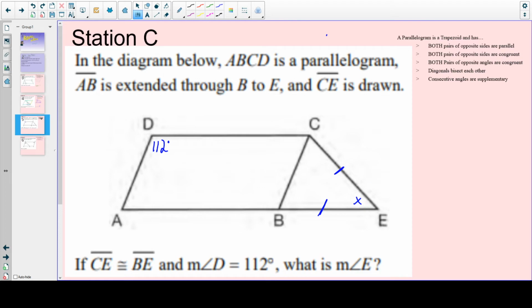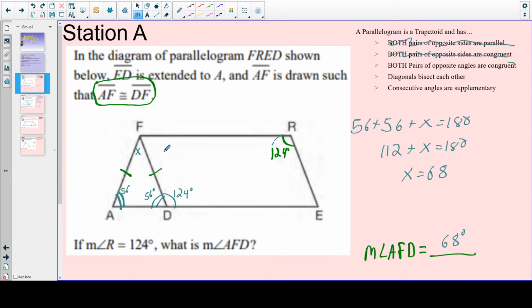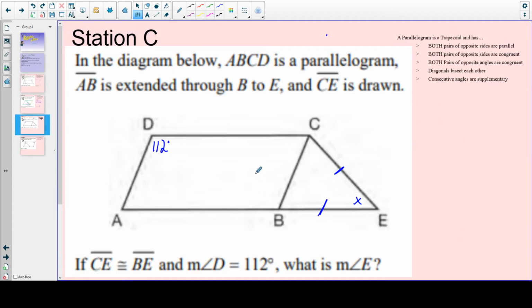So this happens to be the same exact setup as this question, only you'll notice that this isosceles triangle is on its side. So we need to be very careful. We already acknowledged that this is an isosceles triangle, so if this is congruent to this, these two angles must be congruent, because that's by definition of an isosceles triangle. And let's just jump to it. If this is 112 degrees, remember opposite angles in parallelograms are congruent. So if this is 112, this is also 112.